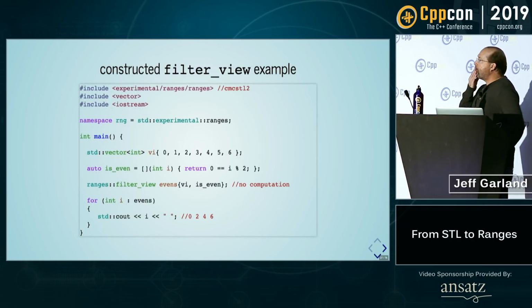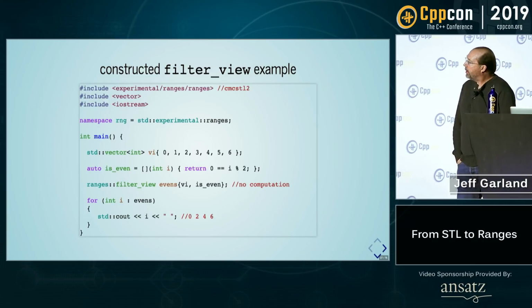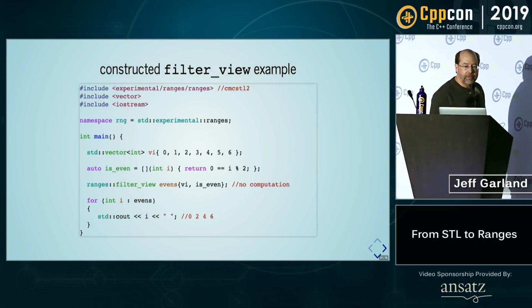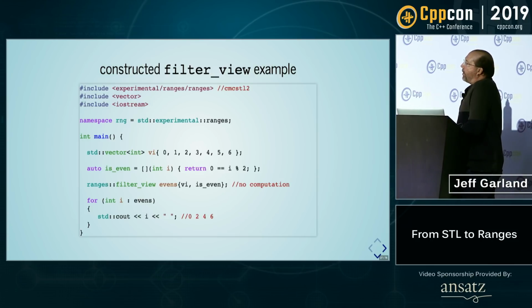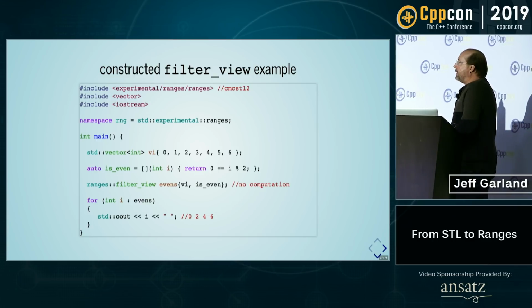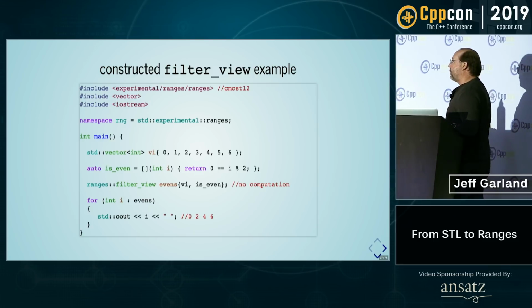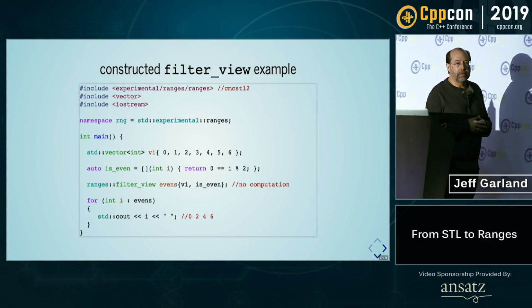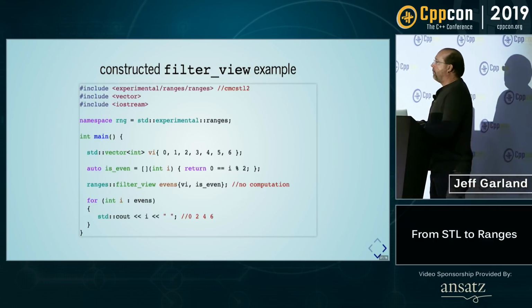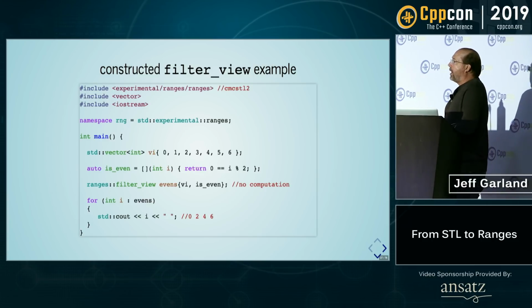Okay, so let's look at some more examples. So this one comes from CMC STL2. I could have used any of the other ones as well. So I have a standard vector. I have a predicate that checks if the values are even. In this case, I construct the view called evens, and you'll note I pass in the vector to the constructor with the predicate. And at the point of construction, no computation is occurring. Okay, it's only constructing the object itself.